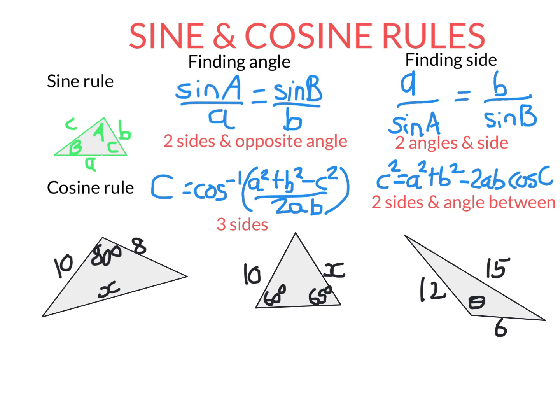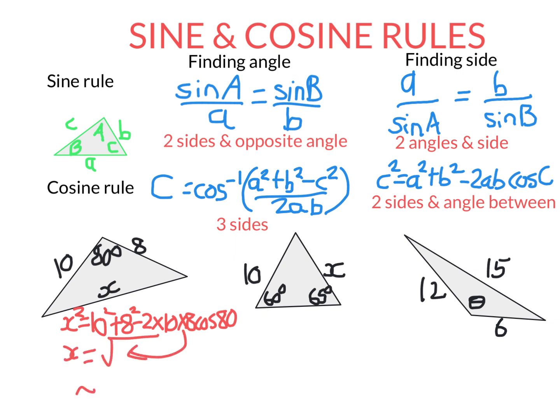So what I have here is c squared equals a squared plus b squared minus 2 times a times b, and then cos of the angle between, cos of C. Because x was my c, this will be angle C. To find out what x is, all we do is square root the number we get here. Putting that on your calculator should get about 11.67, and we are done.